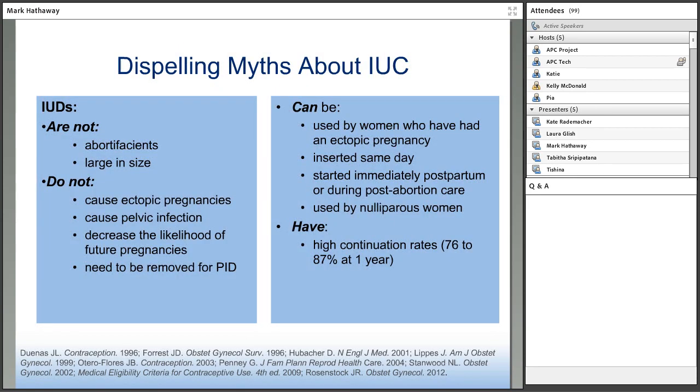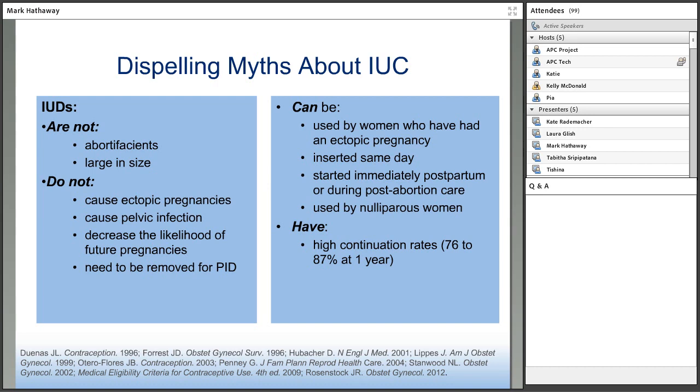There are lots of myths about IUDs, or intrauterine contraception. So I'm going to go down the column on the left. IUDs are not abortifacients. They do not cause abortions. IUDs are not large in size. They do not cause ectopic pregnancies. They do not cause pelvic infections. They do not decrease the likelihood of future pregnancies. They do not need to be removed for pelvic inflammatory disease. A woman can be treated for pelvic inflammatory disease and leave the IUD in place.